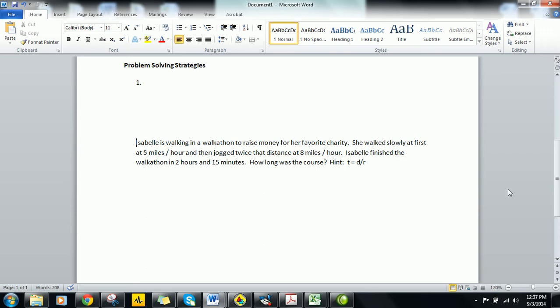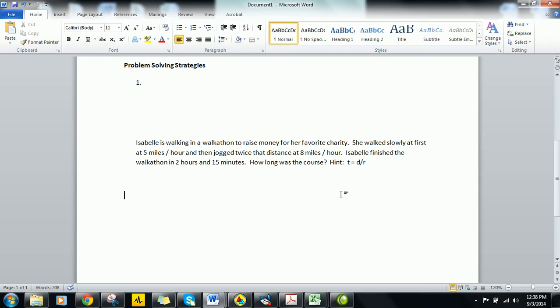So here's a problem below, and what I would like to do is take you through this problem and then outline some general strategies that might help moving forward. So take a minute to read it. Isabel should walk in a walkathon, and basically she's walking slowly at first, and then she jogs, and we have little information about the distances for each leg. She finished within 2 hours 15 minutes. The question is, how long was the course?